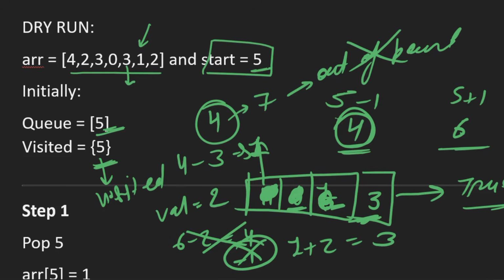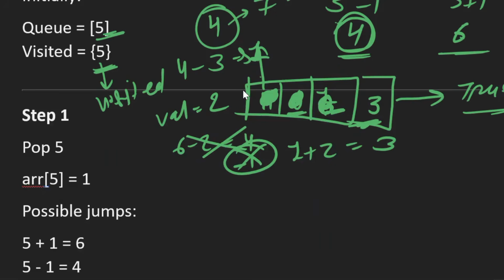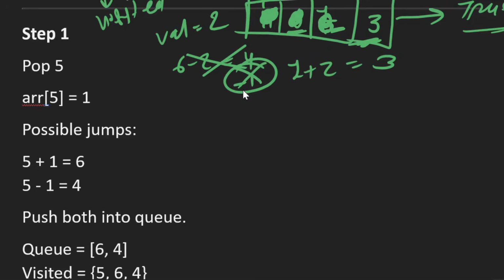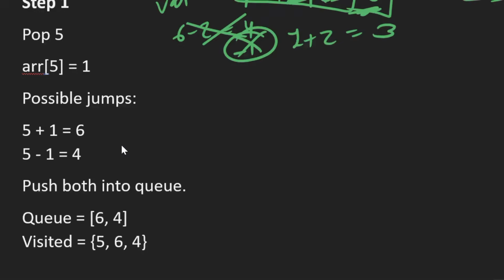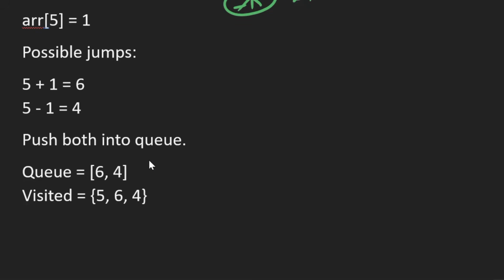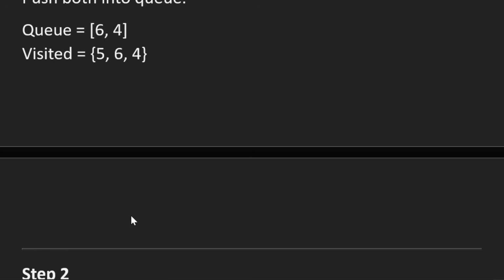So let's see stepwise. In step 1 we were at position 5 and array of 5 is equal to 1, so possible jumps were at 6 and 4, so we push both 6 and 4 into the queue and mark 5, 6 and 4 as visited, right?